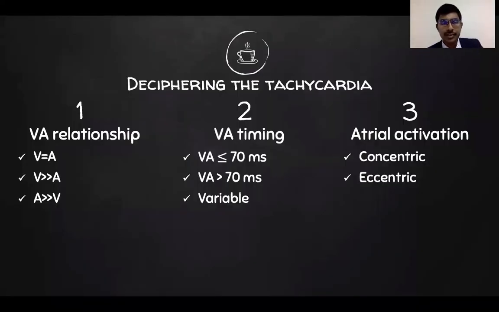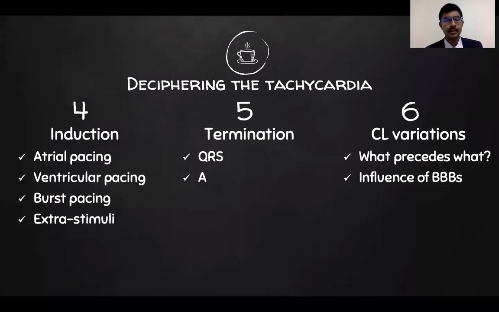Even before getting to the pacing maneuvers during the tachycardia, it is very important to derive diagnostic clues by observing the VA relationships, VA timing, and the atrial activation sequences. The mode of induction and termination of the tachycardia are also very important, and the cycle length variations and the influence of these on the tachycardia also give important diagnostic clues.